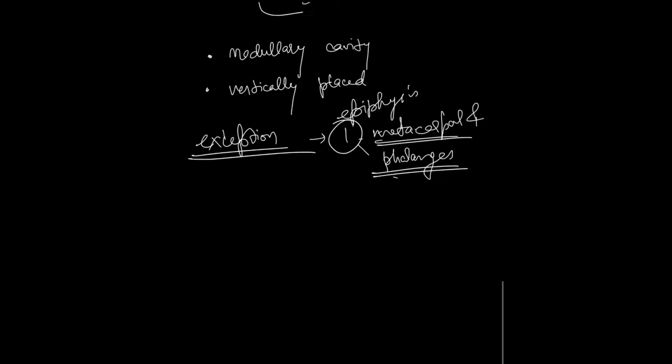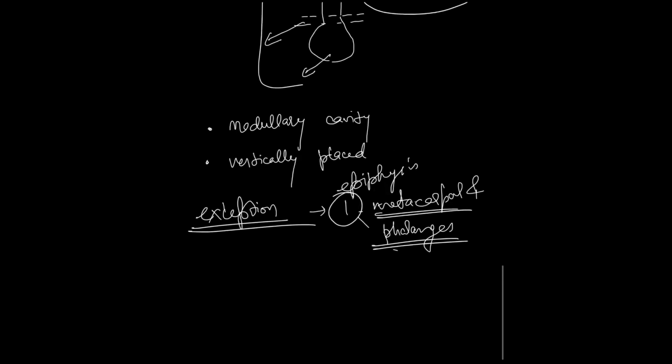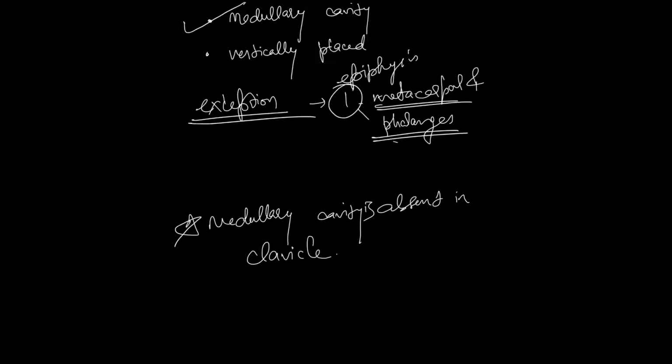Then next, like I told you, medullary cavity is present, but there is one bone which lacks this medullary cavity. Medullary cavity is absent in which bone? Clavicle. And this is the only long bone which is placed horizontally.